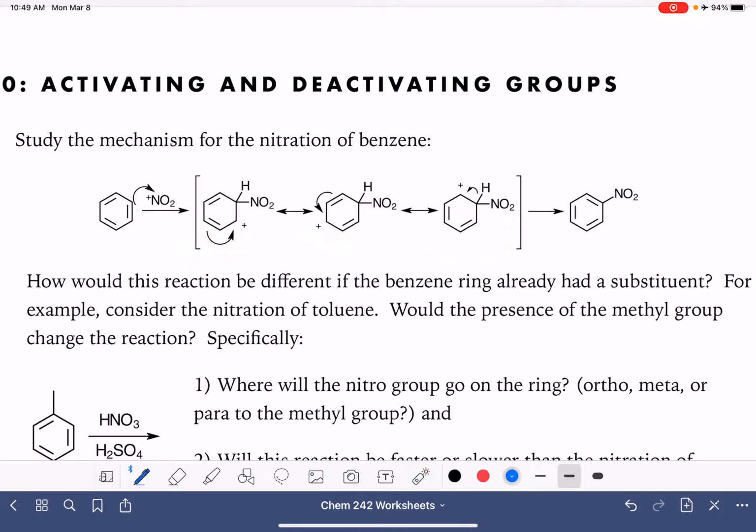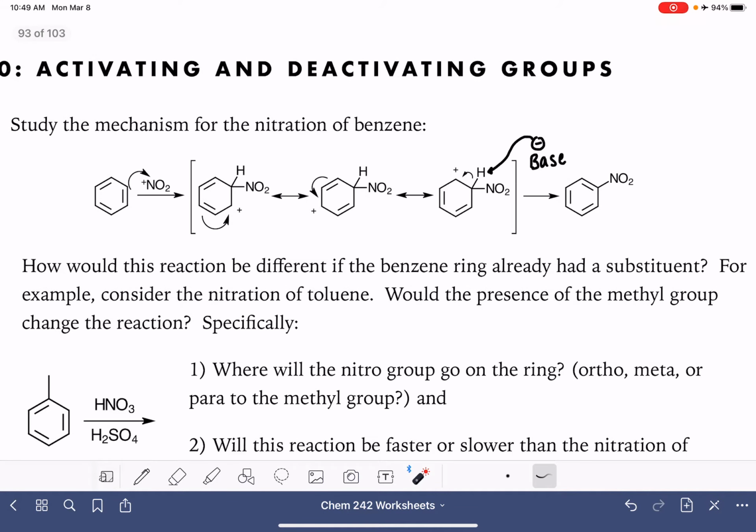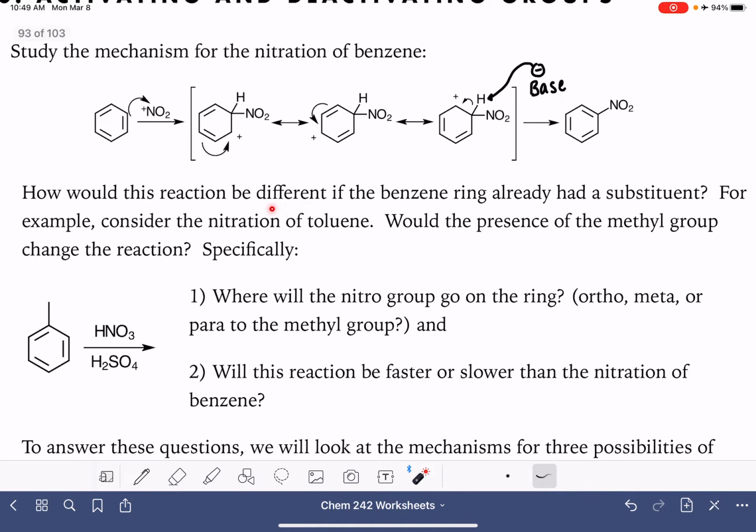And then at the very end of the reaction, we use some sort of base, which for some reason I'm not showing anywhere on this worksheet. We use some sort of base to abstract that hydrogen from the benzene ring to give us our product, which is aromatic. So what we want to consider in this worksheet is how would the reaction be different if the benzene ring already had a substituent present?